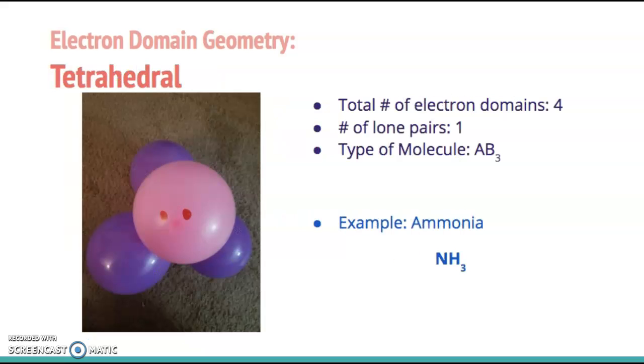Our next shape is tetrahedral. So the total number of electron domains here is 4. So we have the pink one and then 3 purple down here. The central atom would again be where the balloon ties meet in the middle. We have 1 lone pair of electrons, which is represented by these 2 dots. It's an AB3 molecule. An example of this would be ammonia. So nitrogen would be in the middle where all the balloons tie together, and then we have 3 hydrogen as the purple, and 1 lone pair of electrons up top here in the pink.